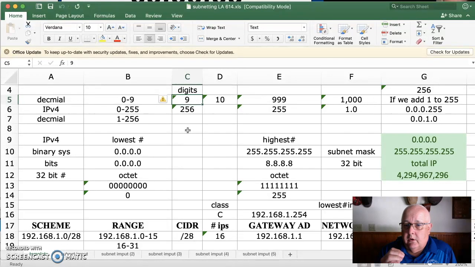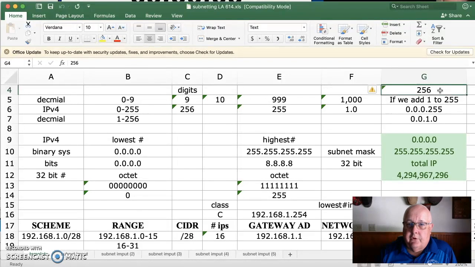0 plus 1 is 1, okay? If we add a 1 to a 9, it becomes a 10. If we add a 1 to 999, it becomes 1,000, okay? If we add a 1 to 255, it becomes 256.